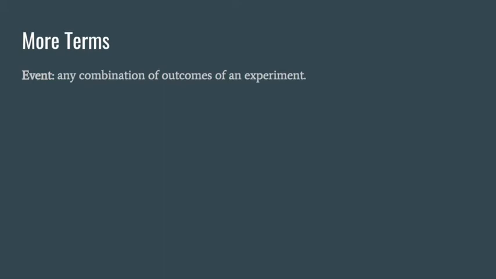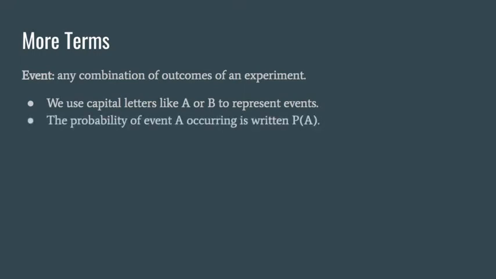This is actually probably not phrased correctly. I think what it should say is any combination of events creates an outcome of an experiment. Typically, we use capital letters to denote events. Like typically we'll start with A and B, and if we need more letters, we'll go to more letters. If we want to talk about the probability of an event occurring, that would be P of A, P parentheses A.